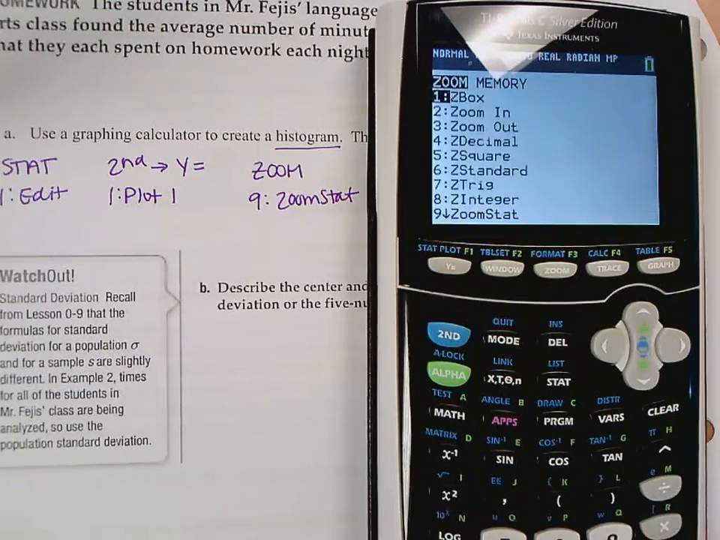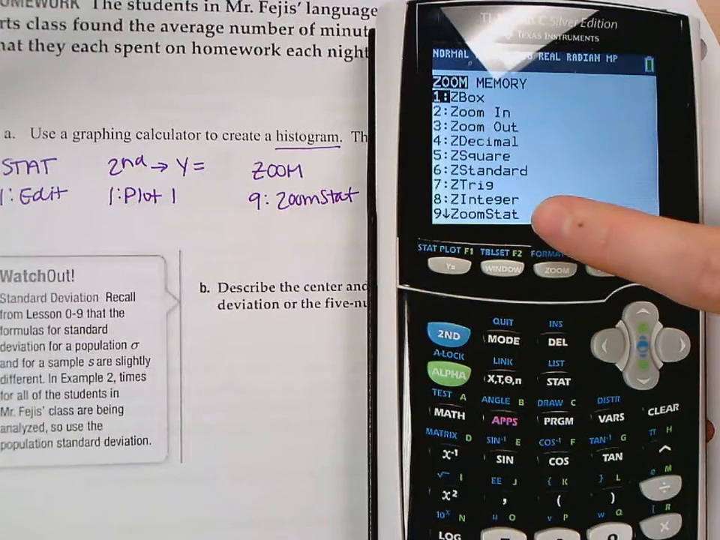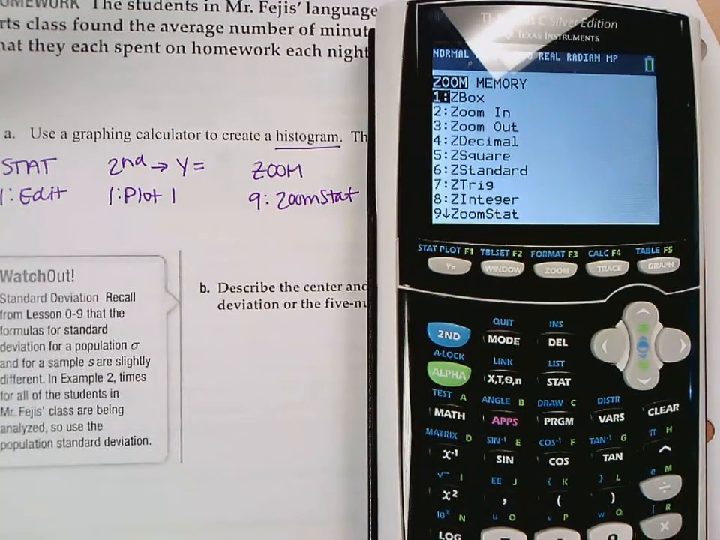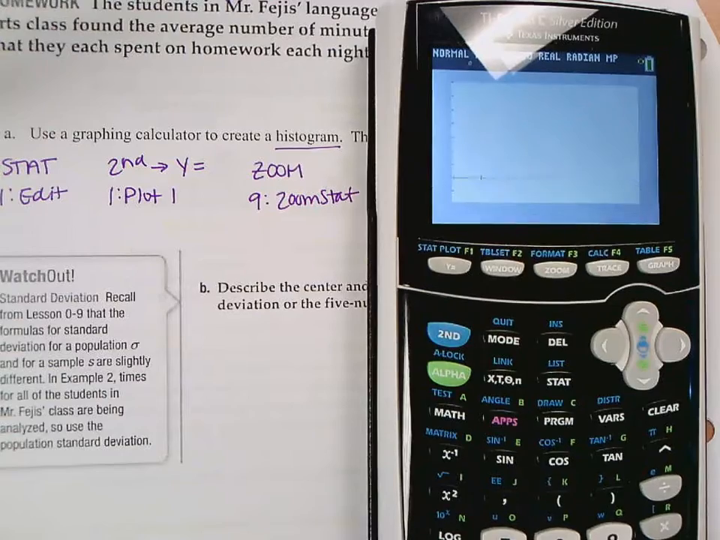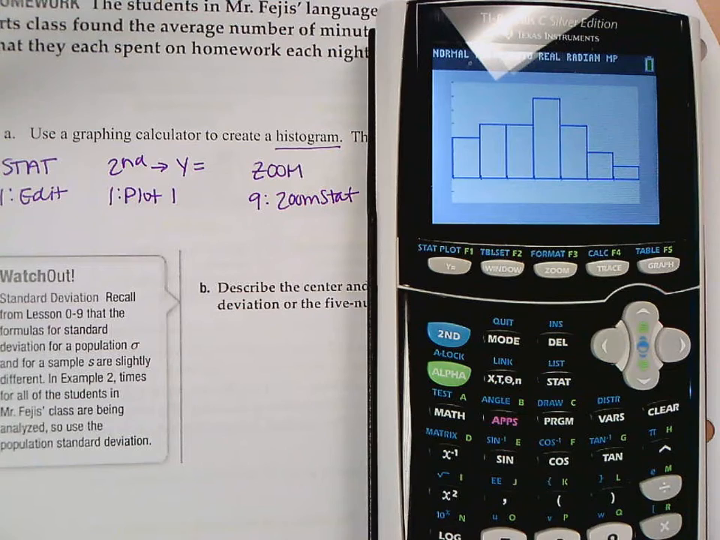Just hit Zoom. And then you might have to arrow down, but like you can see on my screen, number 9 says Zoom stat. That's what you want. So you can either from here just hit number 9, or you can arrow down to number 9 and click enter. But you can just from here hit 9, and then you should get a histogram. That looks like this, hopefully. Otherwise, something was typed in wrong. Anybody not get that?